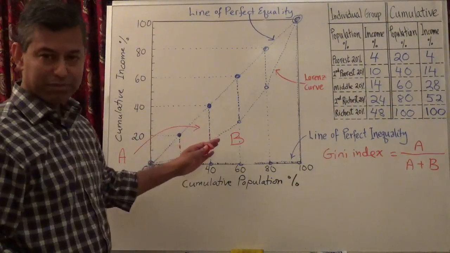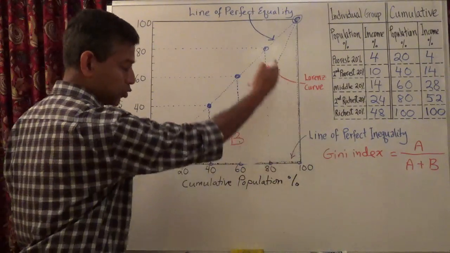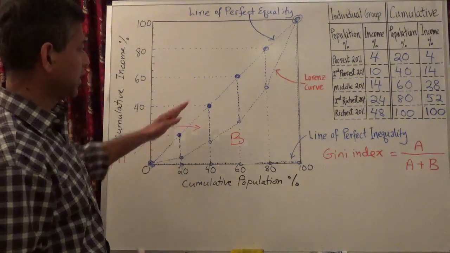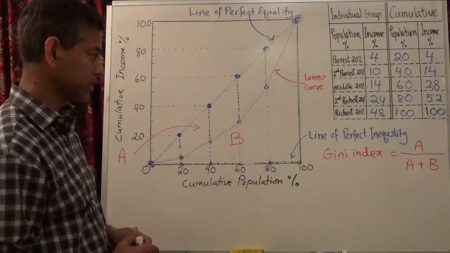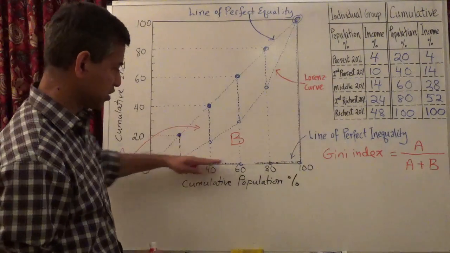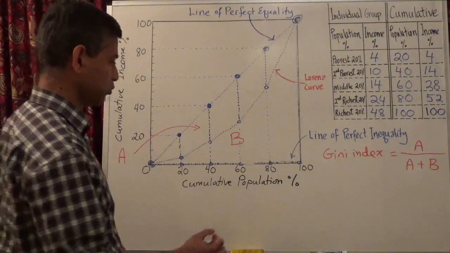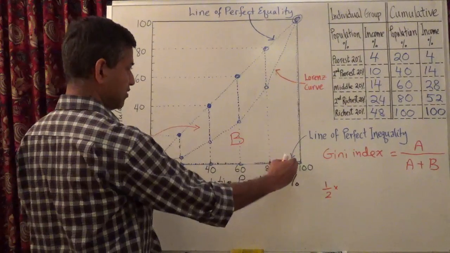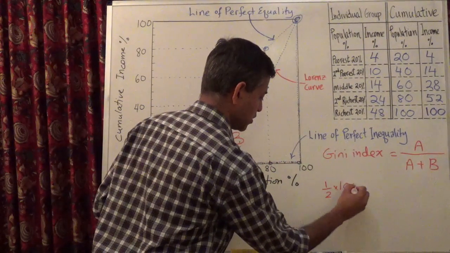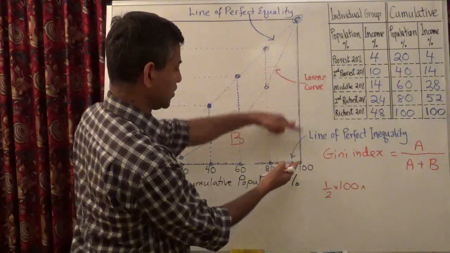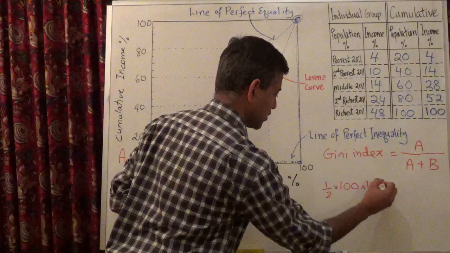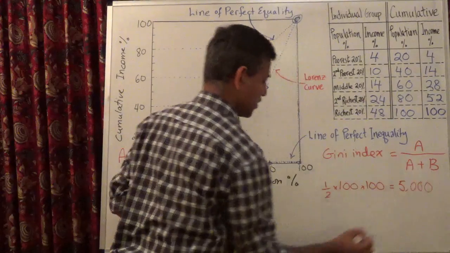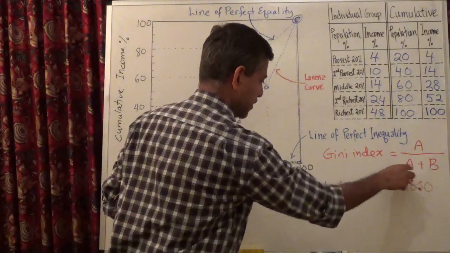A plus B captures the maximum gap that there could be between a situation of extreme income distribution and the benchmark situation of perfect equality. And that maximum gap, the large triangle, is always the same. And that would be the area calculated as 1/2 multiplied by the base of this large triangle and the height of this large triangle, and that would be 5,000. So that's A plus B, the base.